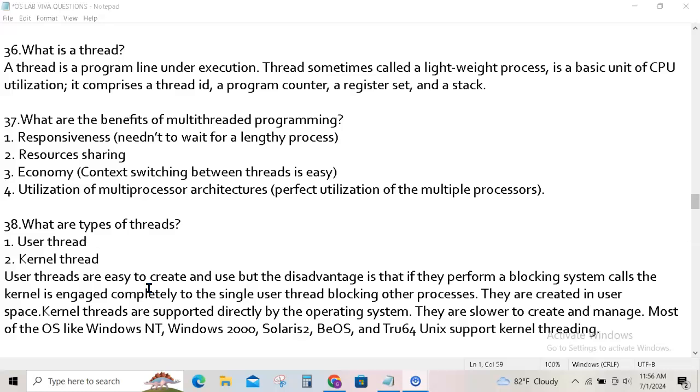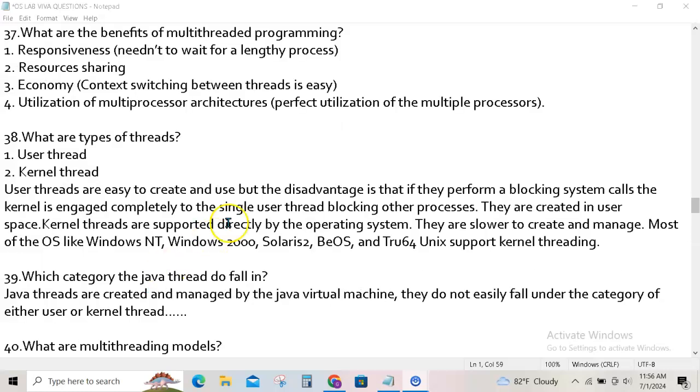What are the different types of threads? User level and kernel threads are available. User threads are easy to create and use. The disadvantage is that they perform blocking system calls. User level threads are created in the user space. Then we have kernel threads. Kernel threads are directly supported by the operating system. However, they are slower to create and manage.